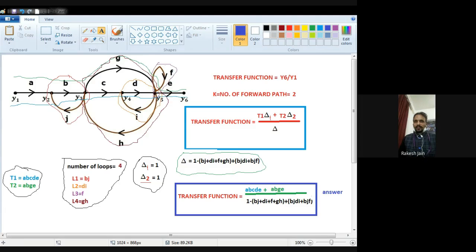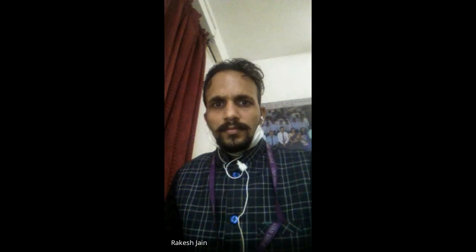So what is the transfer function? Once again we talk about finding the transfer function. Now see the answer. The transfer function of this question is equal to T1. So what was my T1? T1 is my ABC.